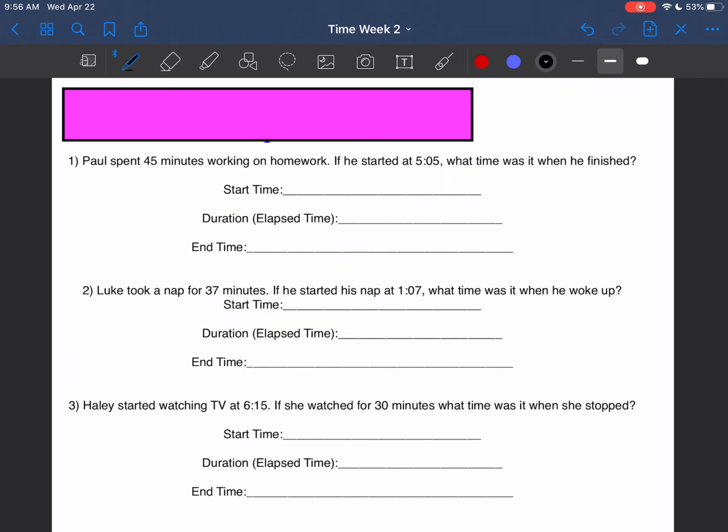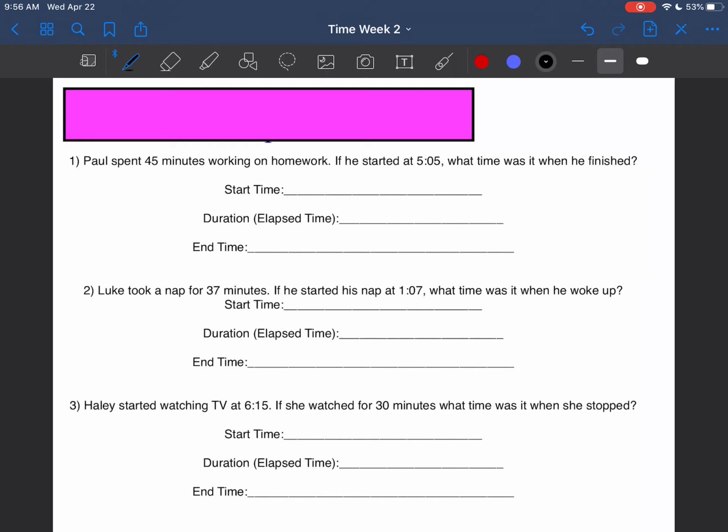All right. We're going to do a few more together, and then you're going to have some that you're going to practice by yourself in your math notebook. Let's look at this one. Again, I'm going to make sure I'm setting up this graphic organizer. I'm going to write start, duration. Remember, duration is the same thing as elapsed. That's how much time has passed. And end. And I'm going to fill it in to help me solve or determine what I'm solving for. Let's read the first problem. Paul spent 45 minutes working on homework. If he started at 5:05, what time was it when he finished?